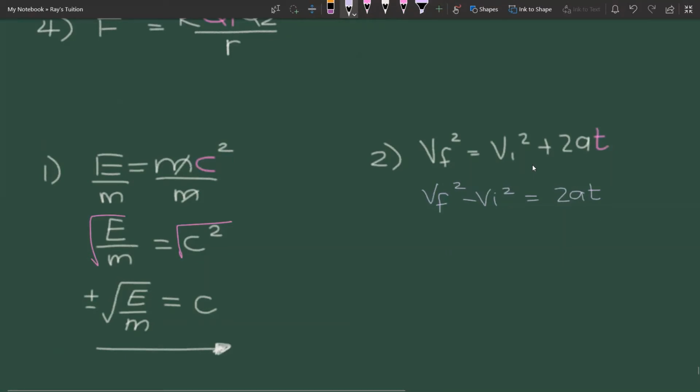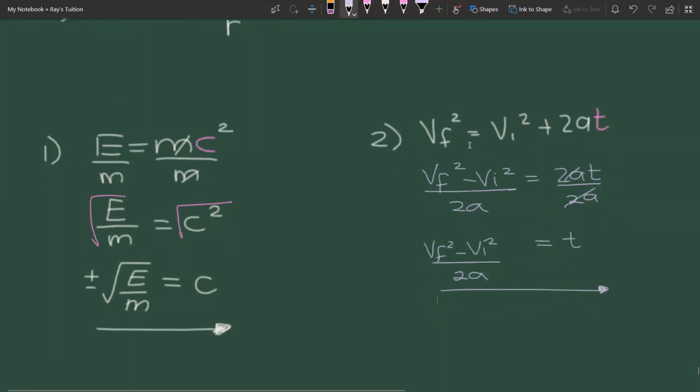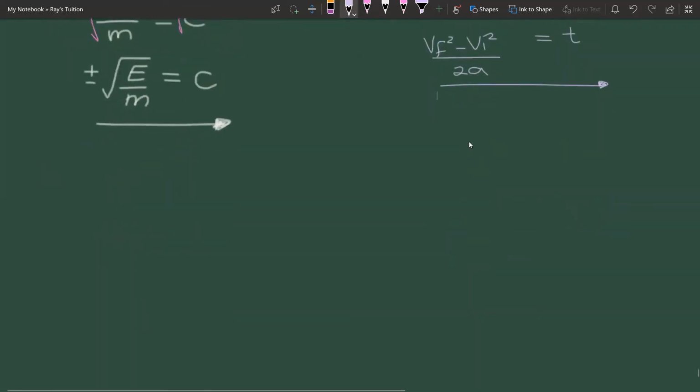Now we would like to get rid of everything that's not T over here, so the 2A. I'm going to divide this side by 2A, and what you do to the one side, you have to do to the other side. Then the 2A's cancel out over here, and this is then our solution: VF squared minus VI squared over 2A. And that is then T being made the subject. If it is possible to use algebra to simplify it further, you can. But if it is not possible, you leave it in the simplest form that you can.